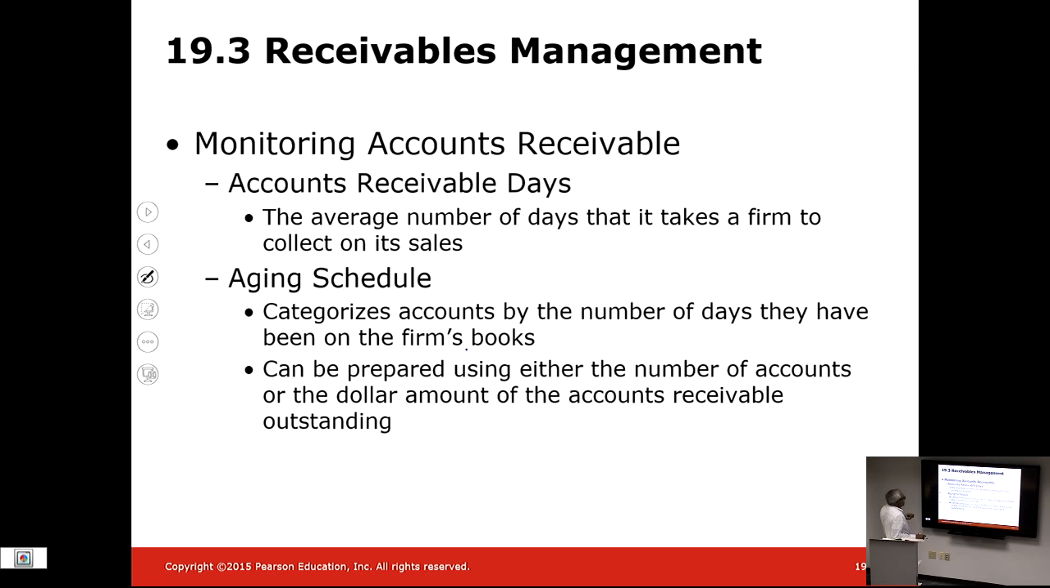Accounts receivable, we are trying to monitor the accounts receivable days. It's the average number of days it takes the firm to collect on its sales. And there is an aging schedule where accounts are categorized by the number of days they have been on the firm's books, meaning how long does it take to collect $1,000 from the first customer, $1,000 from the next customer, and so on and so forth. How long is it taking for the company to collect on its different accounts?